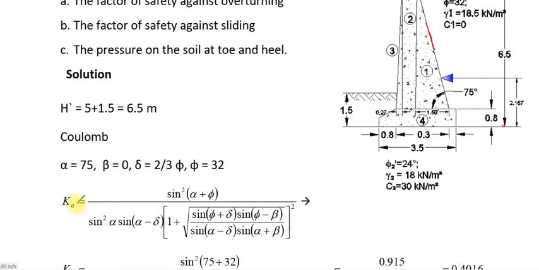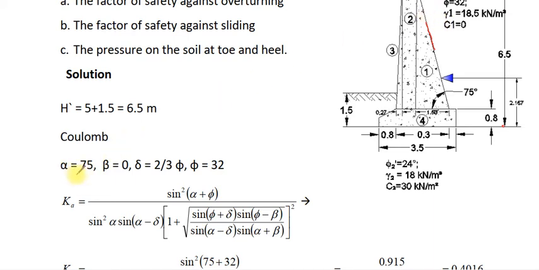We will use the following equation of active earth pressure coefficient equal to sine square alpha plus phi. This is a general equation to compute the active earth pressure coefficient for retaining wall. Retaining wall has a friction between the wall and the soil, adjacent soil, and also the wall is tilted with an angle, and the surface of the backfill may be tilted also.